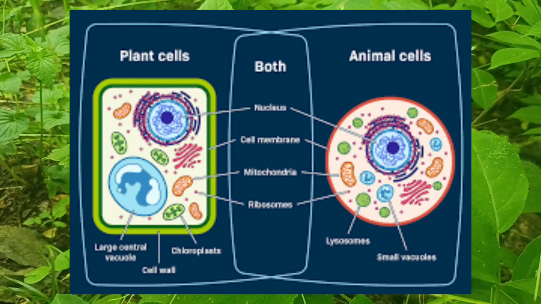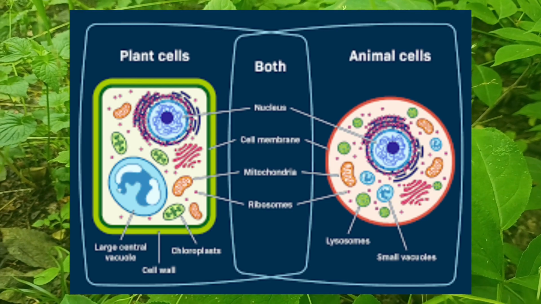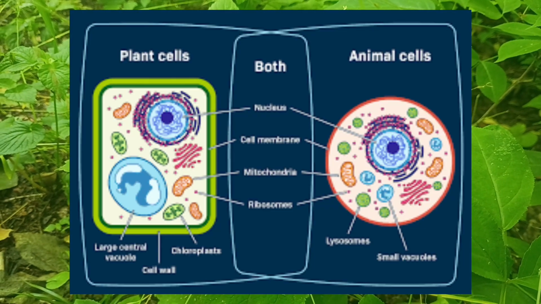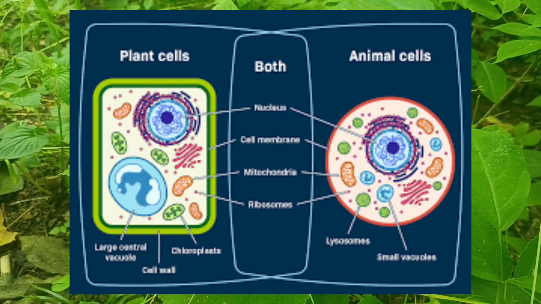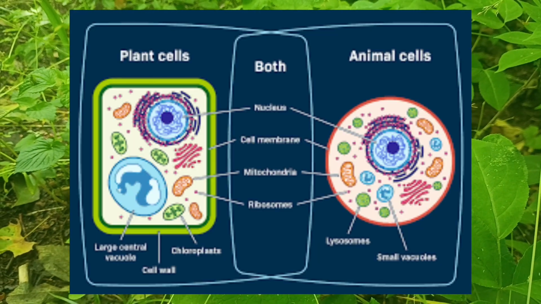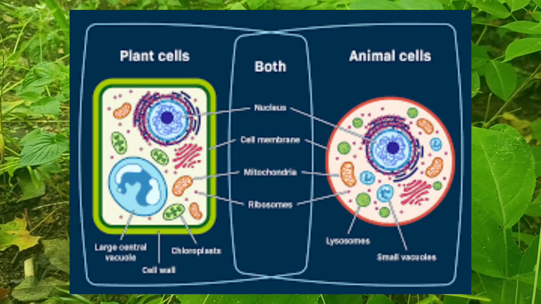And after that, we have ribosomes. These are the site of protein synthesis. These are found free in the cytoplasm or attached to rough ER. And next we have the nucleus. Those store DNA and control gene expression and cell activity.